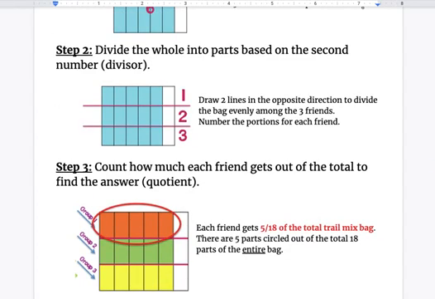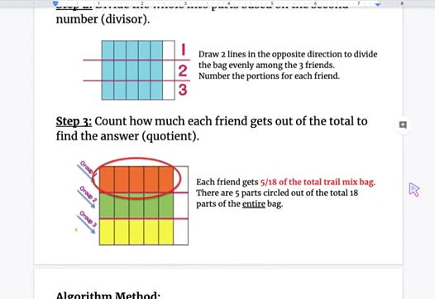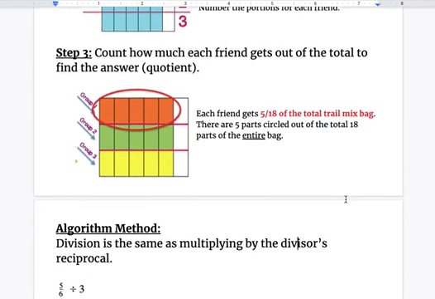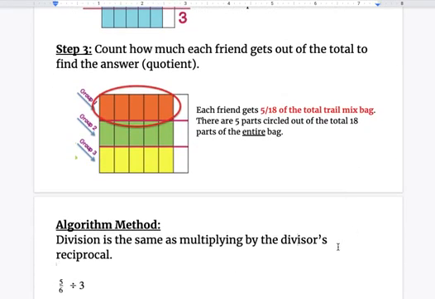Okay, so now we're going to talk about the algorithm method. It's the other method that you can use to solve these problems. The algorithm method is usually referred to as the shortcut method because you don't really need to draw and it doesn't take as many steps. The algorithm method depends on our knowledge that division is the same as multiplying by the divisor's reciprocal. Remember that the divisor is the second number. It's the one that we are dividing the whole by.